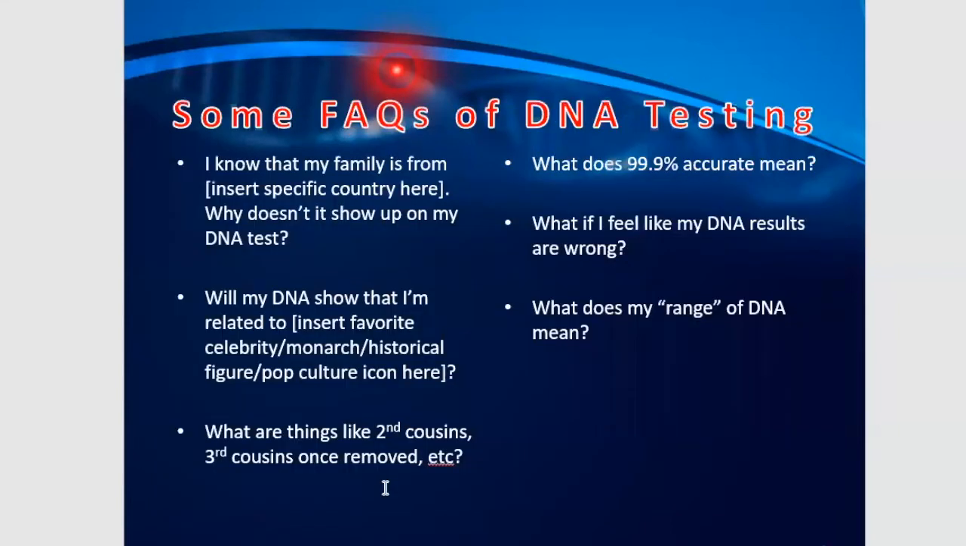These are some of the FAQs that we get most commonly across our desk when we're doing DNA and genealogy. The number one is undoubtedly, "I know that my family is from, insert your specific country here. Why doesn't it show up on my DNA test?" There are a lot of reasons for this. The number one is that DNA is, as I said, still kind of in its infancy. There's no way to 100% pinpoint anybody to a place with absolute certainty yet.